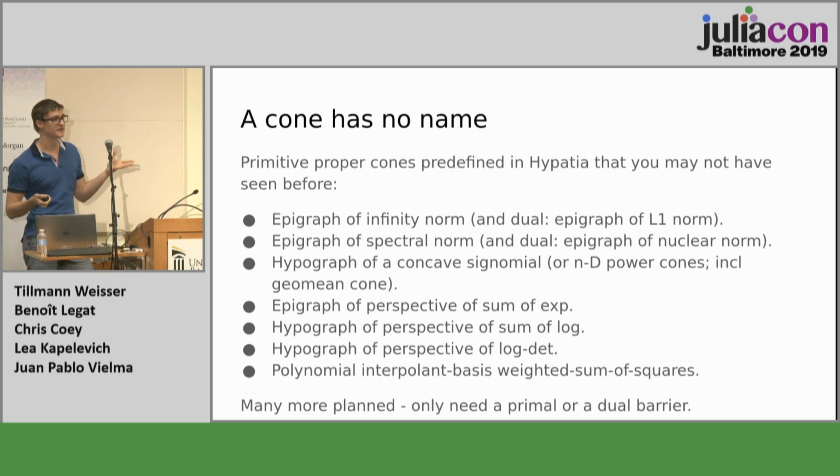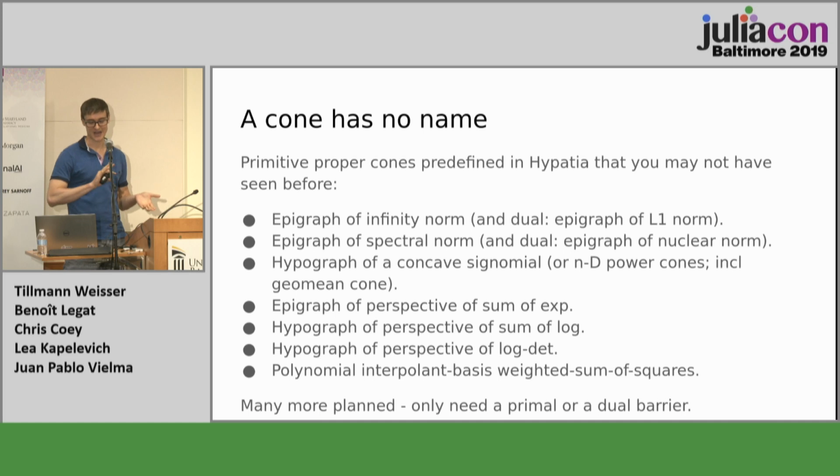So the epigraph of the infinity norm, and its dual cone, which is the epigraph of the L1 norm, the epigraph of the spectral norm, or its dual, or the epigraph of the nuclear norm. Power cones in higher dimensions, the epigraph of the perspective of a sum of exponentials, the hypograph of the perspective of the log determinant function, and these weighted sum of squares type cones. And there are actually many more that we have either implemented or plan to implement as predefined ones that users can use, but you're not limited to the ones that we've predefined.